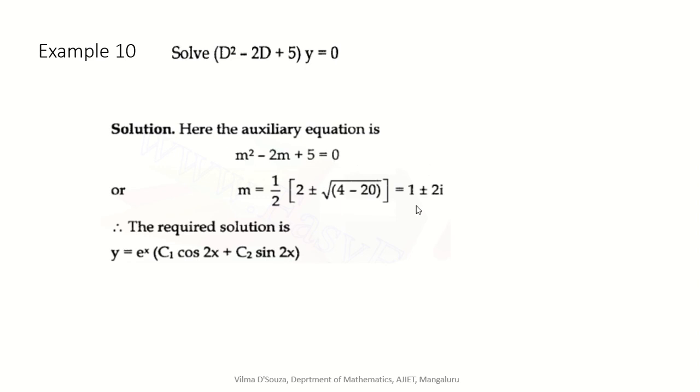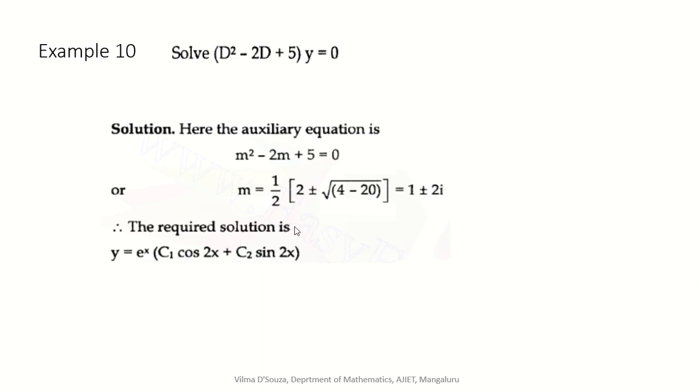Find the root of this using calculator. Always I prefer you to find the root not by manual method. Use your calculator. M square minus 2m plus 5 equal to 0. So roots are 1 plus 2i and 1 minus 2i. Whenever you get i, there will be plus or minus. Remember, 1 plus 2i, 1 minus 2i.